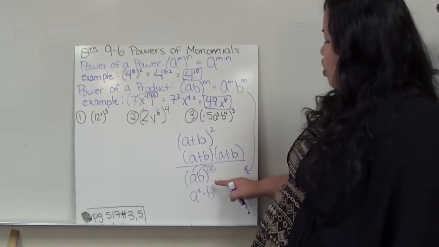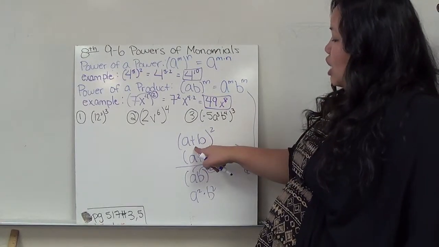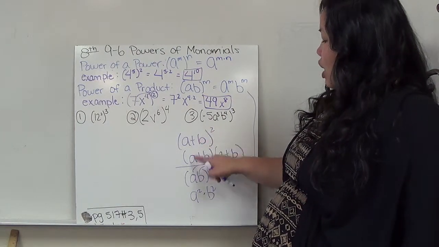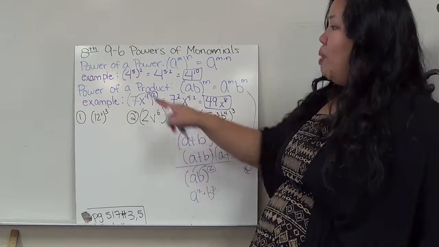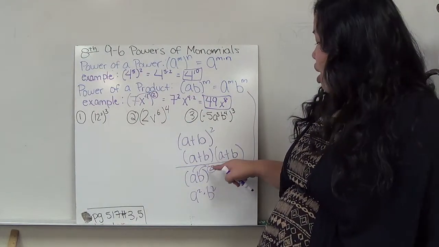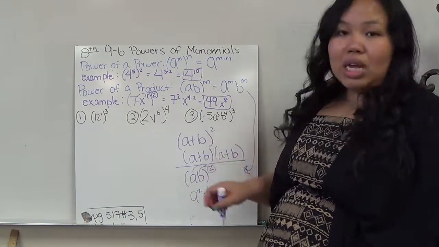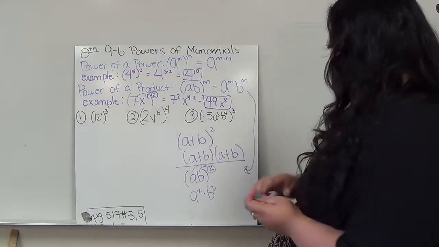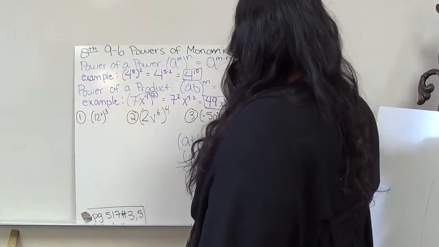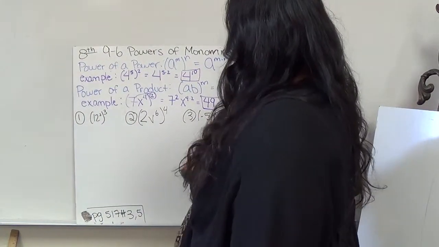Please remember these are two different things. This has a plus, so I can't just take this squared because of that plus. But because this doesn't have a plus, it's a power of a product, they're being multiplied together, so I can take that 2 and apply it to each term in the monomial. Okay? So let's try some example problems.